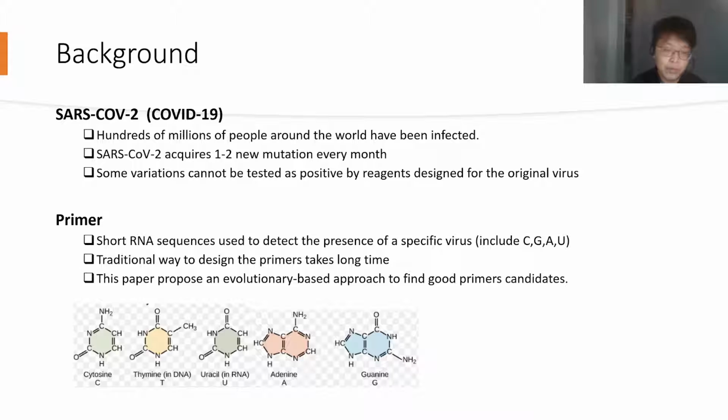So what is a primer? Basically, it can be used to test for the virus, and it is a short RNA sequence with 4 kinds of nucleotides. Just like the graph shown below, the work of the design, the primer, can be regarded as the distribution of these nucleotides. In this report, the author aims to introduce an evolutionary-based approach to find good primer candidates, which is more efficient than the traditional way.